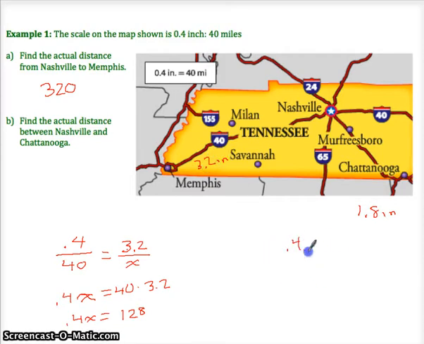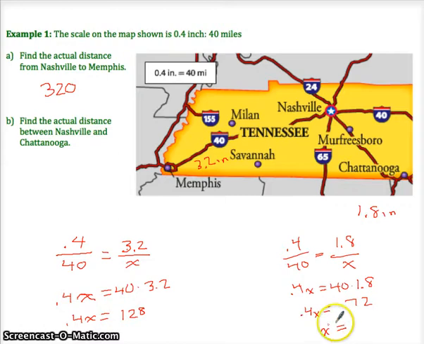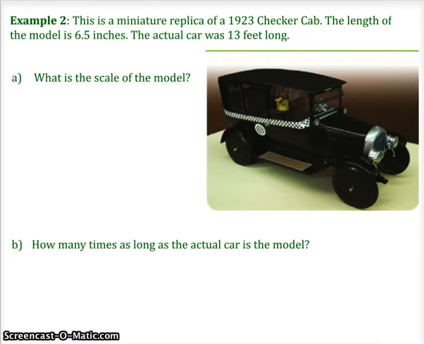All right, so again, 0.4 is to 40 as 1.8 is to what I'm looking for. Save some time, do some algebra, and I get 180. So I get 180 miles. And you know what? We should probably start to be looking for these because this is kind of real life problems. Okay. Example 2, scale models.